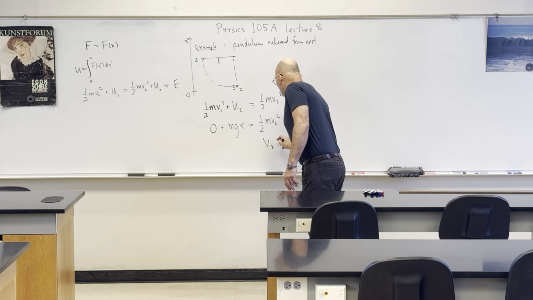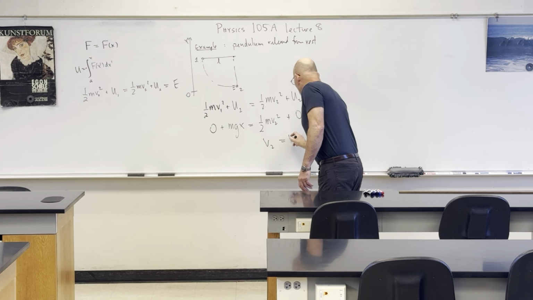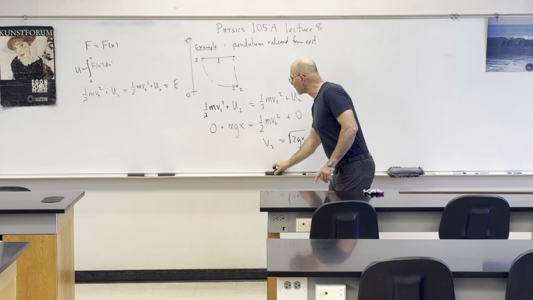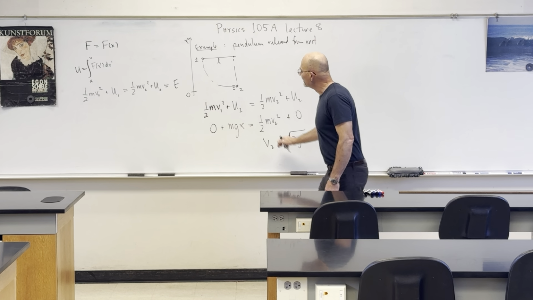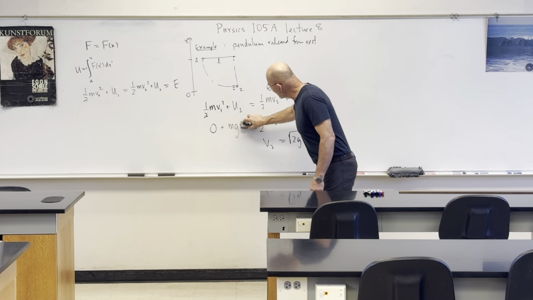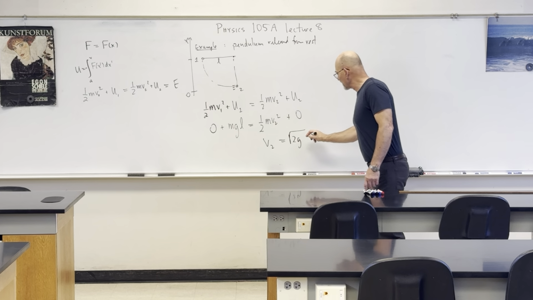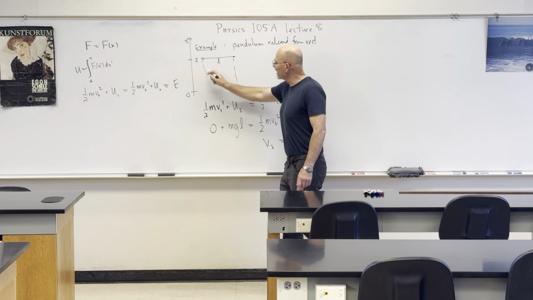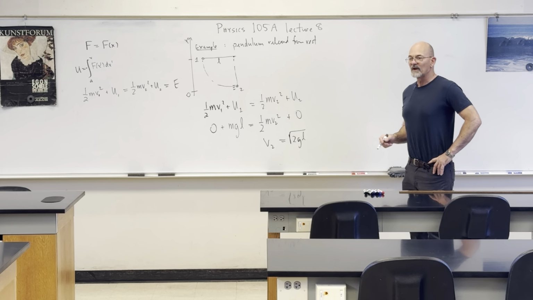V2 is equal to, m's cancel on both sides, root 2gx. And let's do one more thing here. Since the thing was of length L, I actually had x equals L. I'm going to go ahead and put the L in here: root 2gL. Something you just got from free fall, except this time we were swinging around from one place to another. So this is something we learned in the past. You definitely don't want to forget it.